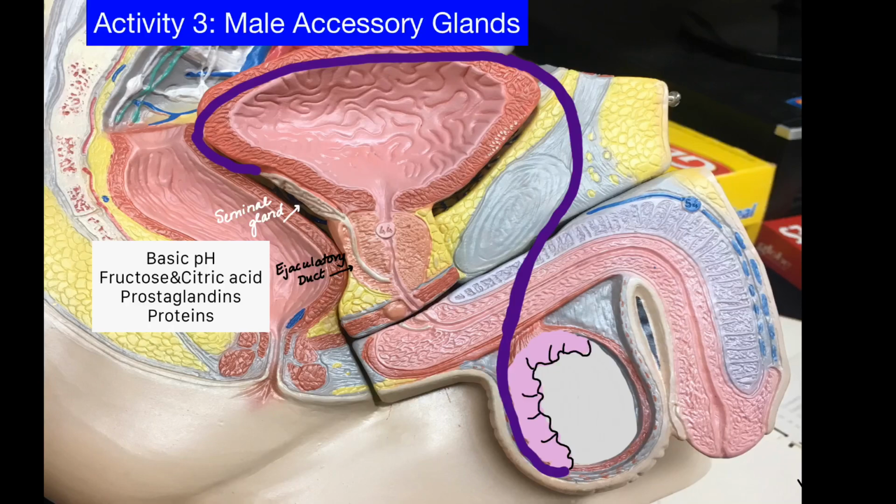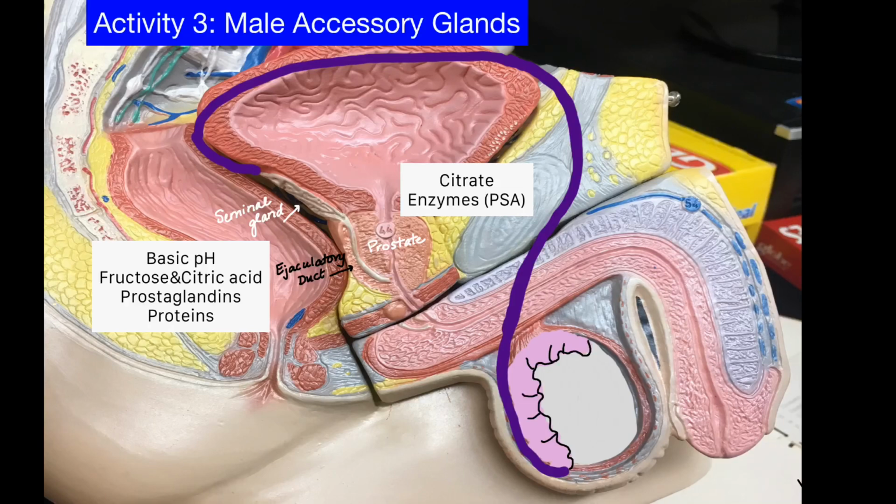Okay, so now we're going to move through the ejaculatory duct and into our next accessory gland, which is our prostate. The prostate is going to contribute 30% of our seminal fluid. It's a single gland that completely encircles the prostatic urethra and sits inferior to the bladder. When men age and the prostate enlarges, it can cause problems with urination because it can start to close off the urethra.